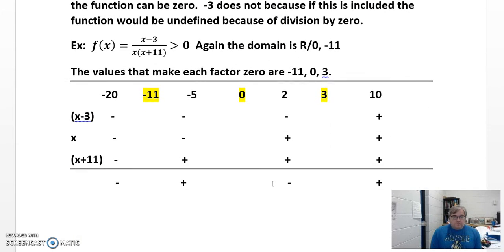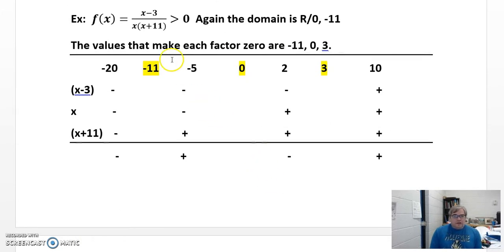Here's another one. x minus 3 over x times x plus 11. So I have two things in my domain I can't have. I can't write them as endpoints. Luckily, this is not equal to, so everything you write will be a parenthesis. So all real numbers except 0 and negative 11.